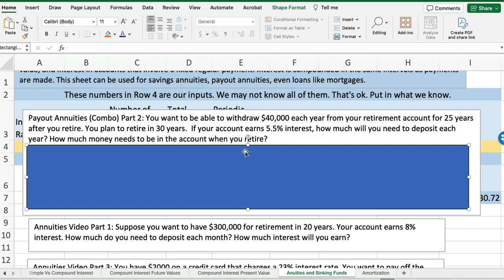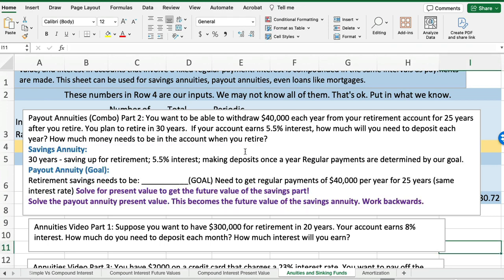So let's delete this. We actually have two pieces: we have a savings annuity and we have a payout annuity. The payout annuity is what's going to give us our savings goal, so we're going to start there. We have to solve the payout annuity problem first, and then we can use that information to solve the savings annuity question, because we know what our goal is.